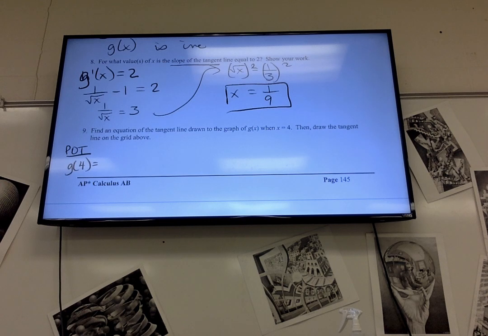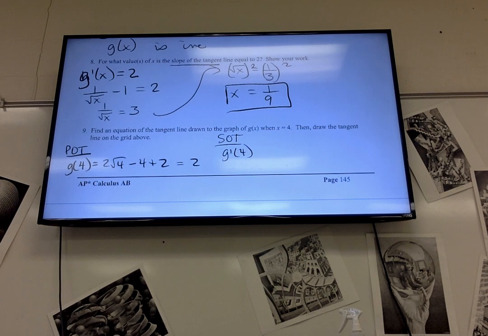Times the square root of 2. 4 minus 2 plus 2. Oh, the original. Yeah, right, because it's the point of tangency. It's 2. It's 4 minus 4 plus 2. Okay. Now we do g prime of x at 4.